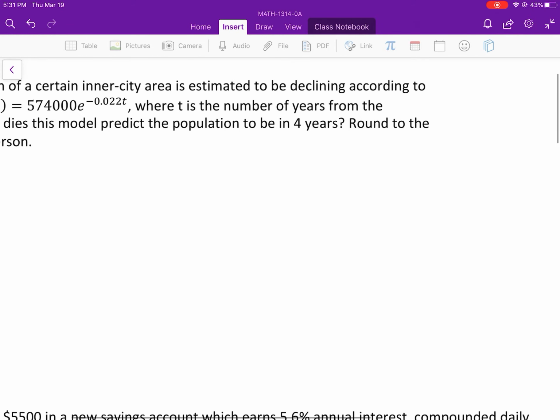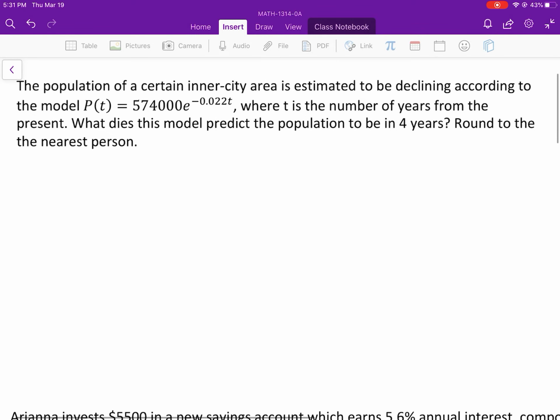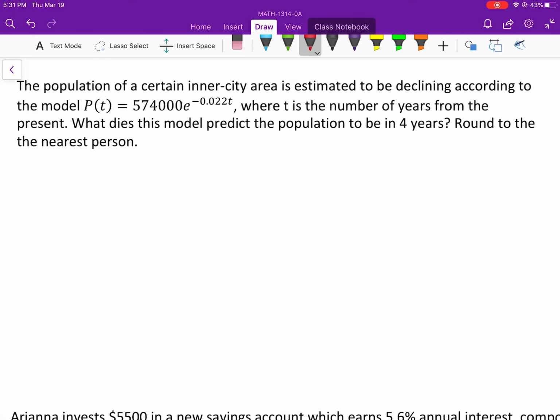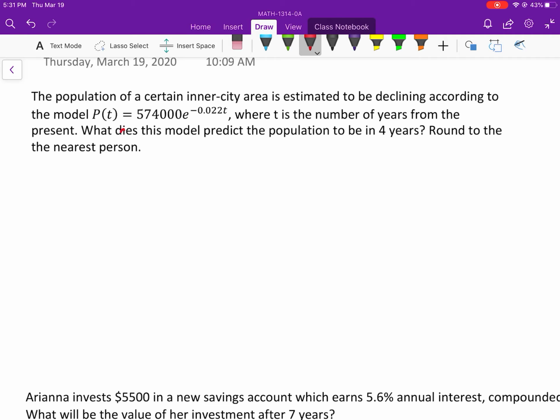The population of a certain inner city area is estimated to be declining according to the model P of t equals 574,000 times e to the power of negative 0.022 times t, where t is the number of years from the present. What does this model predict the population to be in 4 years? Round to the nearest person. Alright, so again, we're looking for this for 4 years.